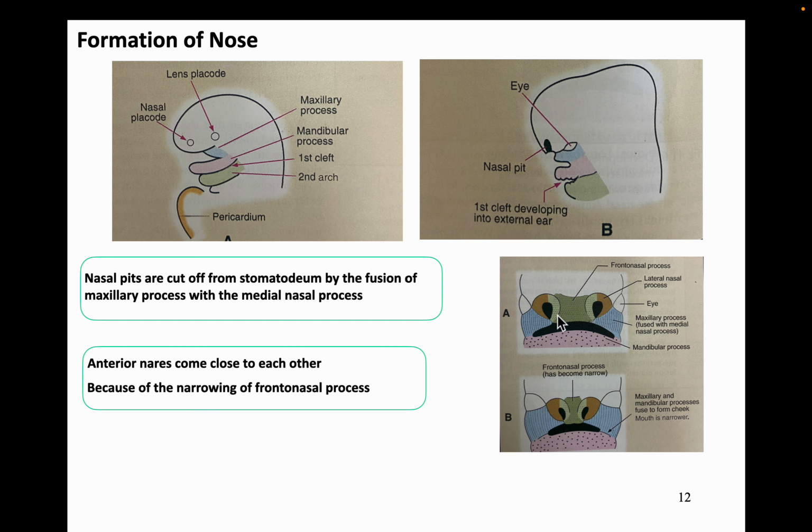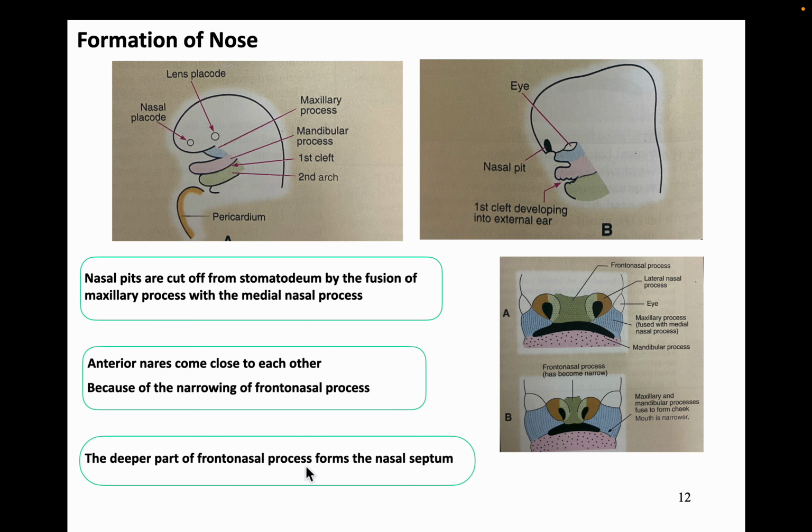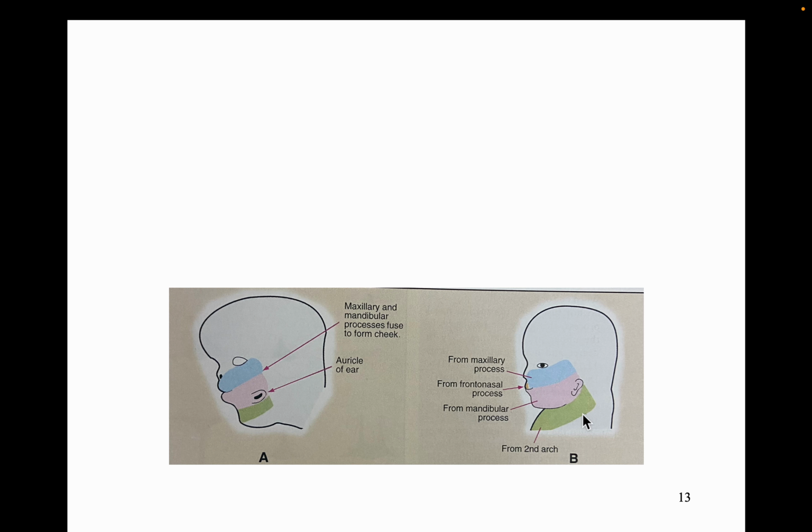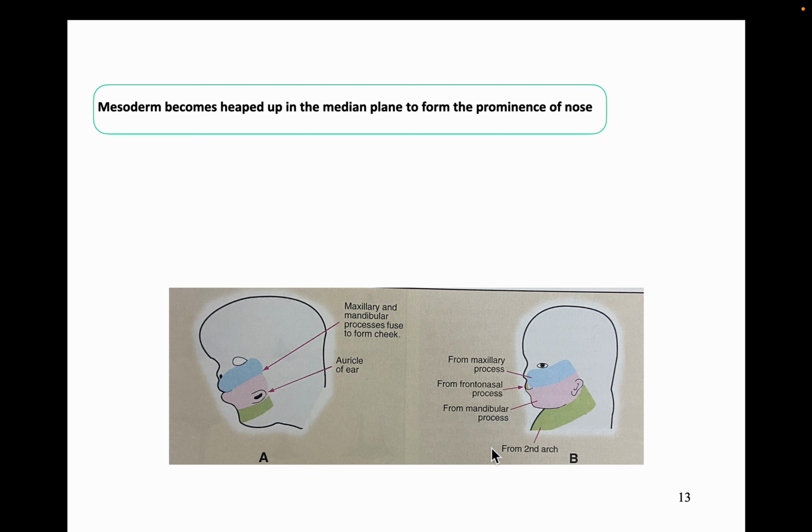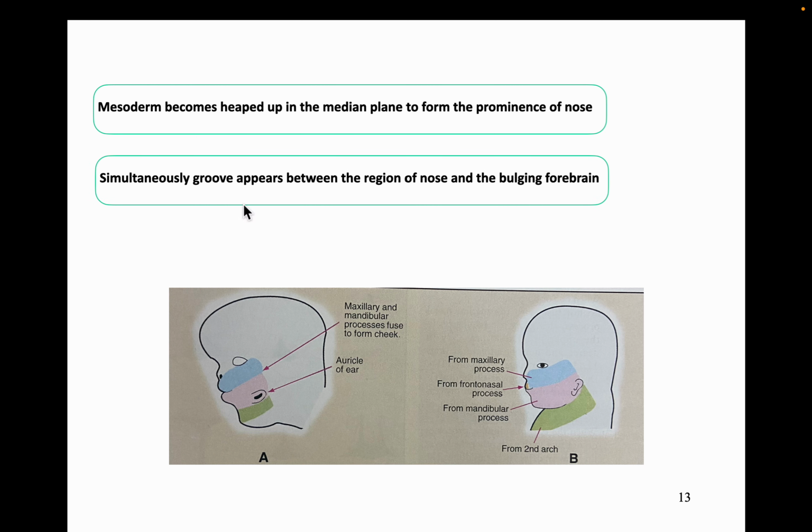Now the anterior nares come close to each other, as you can see here, because of the narrowing of the frontonasal process. The deeper part of the frontonasal process forms the nasal septum. Now this mesoderm becomes heaped up in the median plane to form the prominence of the nose. Simultaneously a groove appears between the region of the nose and the bulging forebrain.